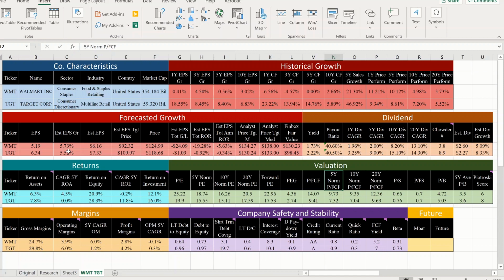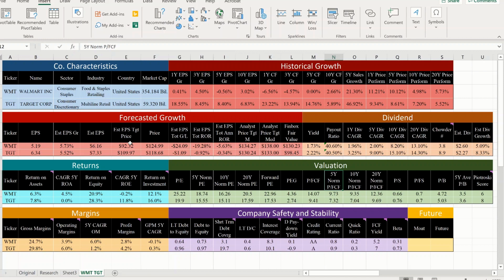You can see that they are expected to grow at a very similar rate. Now we have estimated earnings per share. This is what Fast Graphs estimates, based on analyst forecasts, the company's earnings per share will be in several years. In the next column, we have the estimated earnings per share target price. In other words, based on fair value and what the analysts believe these companies' earnings per share will be in several years, at what price should their shares trade? Walmart is expected to have a target price of about $92, and Target is expected to be at $110.